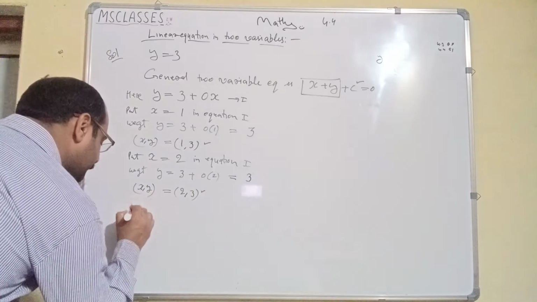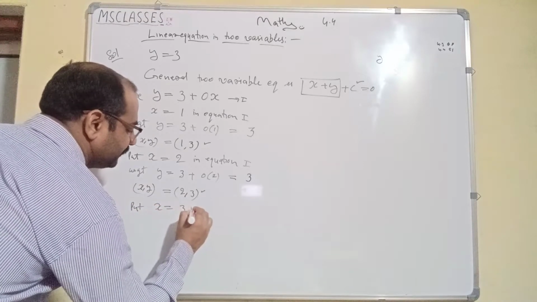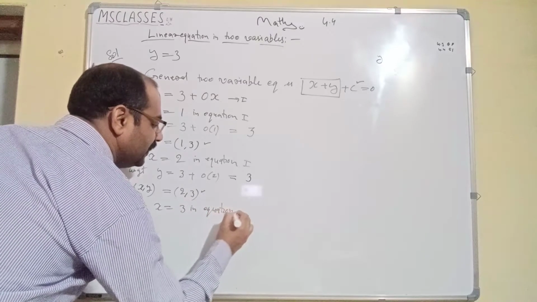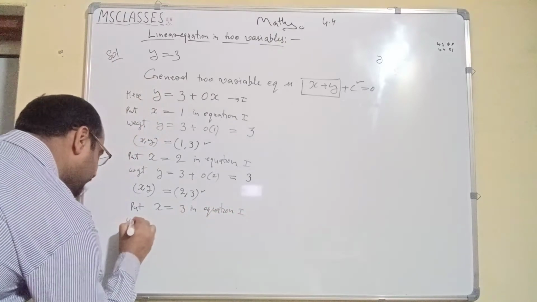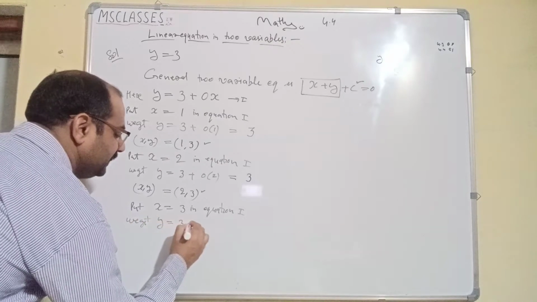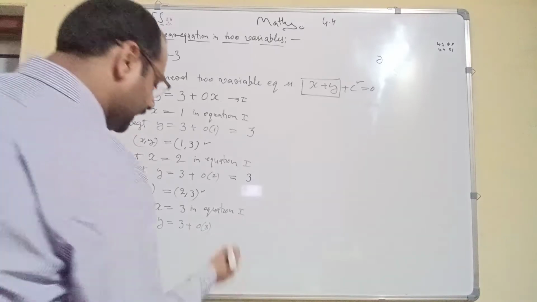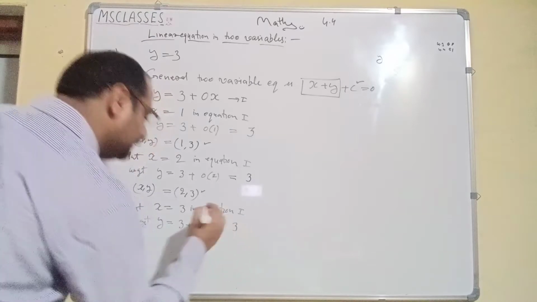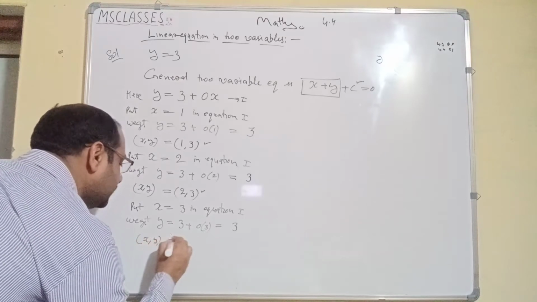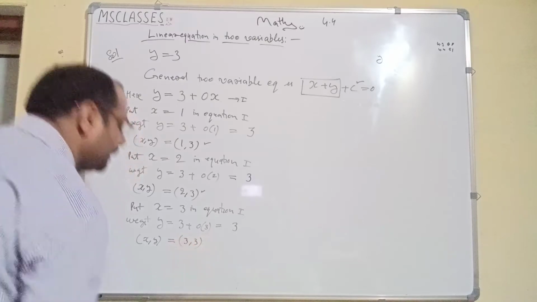Now put x is equal to 3 in equation 1, then we get y is equal to 3 plus 0 into 3. 0 into 3 means 0. Again we have only 3. The coordinate of this is equal to 3 comma 3.